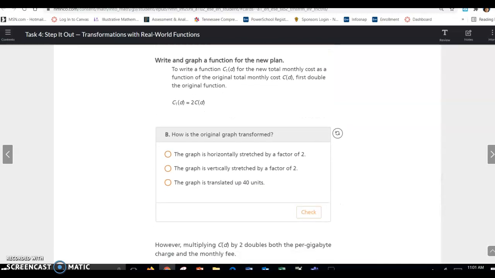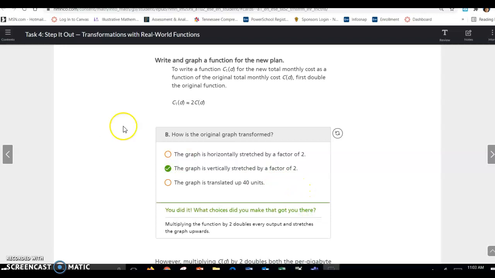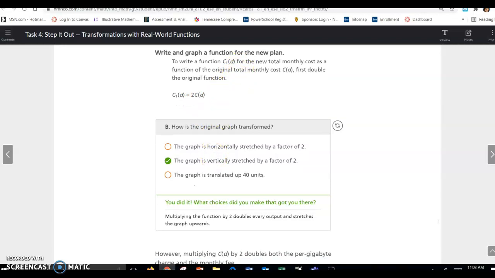All right, so it says, how is the original graph transformed? All right, so the graph is vertically stretched by a factor of 2. So how do I know it's going to be vertically stretched by a factor of 2? Because if we multiply the whole function by 2, that means your plan is going to cost twice as much, right? So that's what that means.